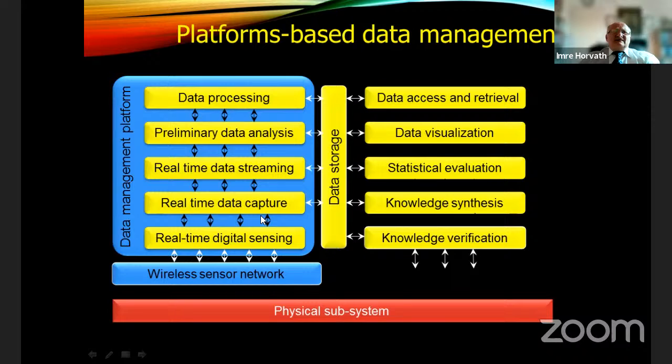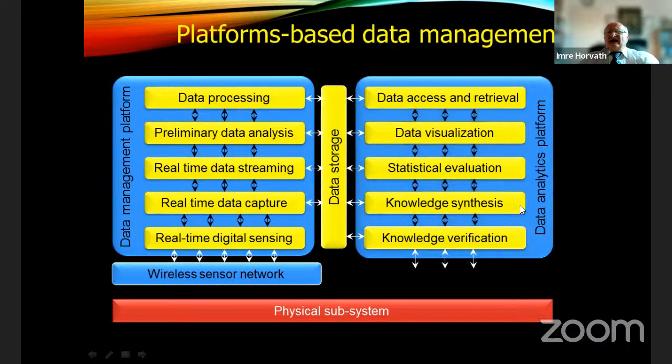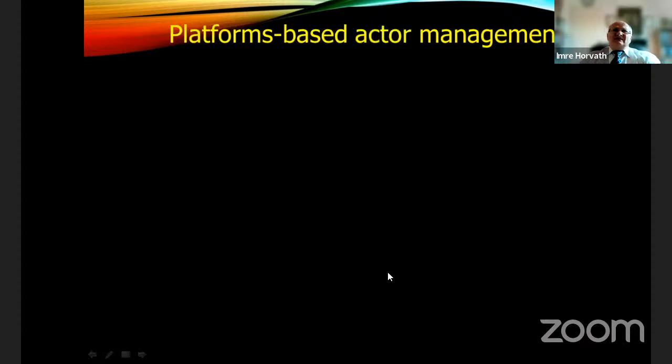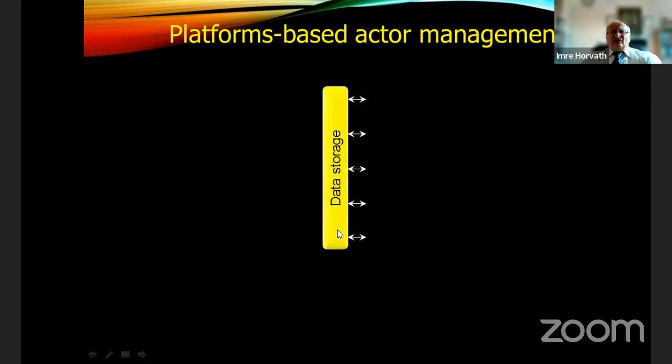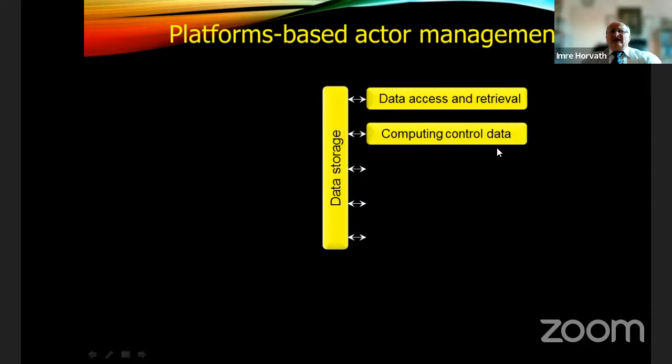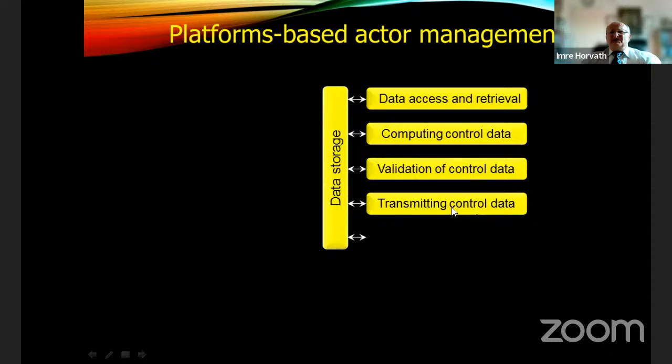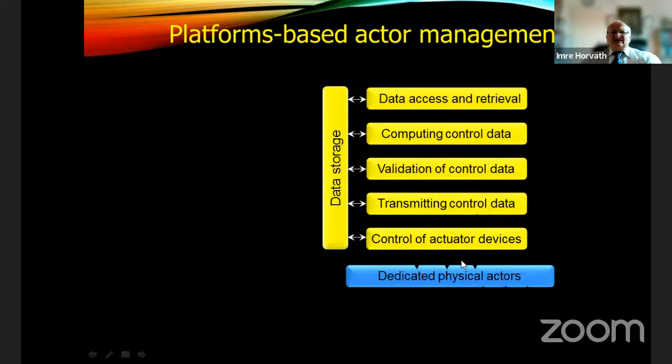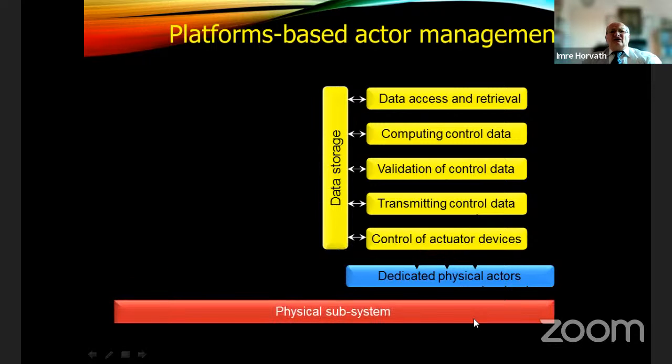So this is the essence of the data management platform, and on the other side we have the data analytics platform, and they are connected through data storage, as you can see. There are proposals to use a similar abstract platform concept for actor management in the context of cyber physical systems. Here the input is the data storage and data access and retrieval, computing control data, validation of control data, transmitting control data, and control of actuator devices are considered, and this is how we get to the concrete physical actuators and actors. So this is how everything becomes connected, and a closed loop is formed through the physical subsystem.